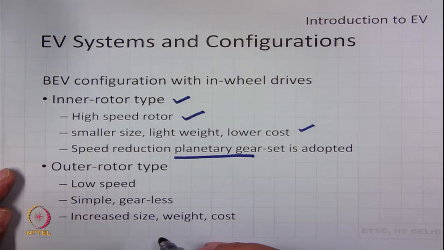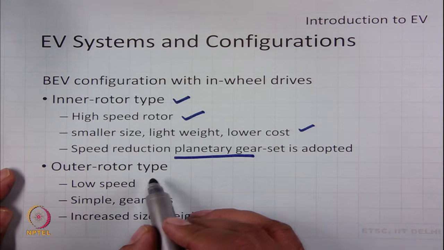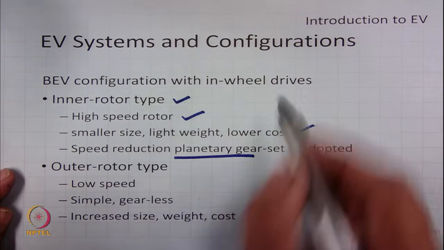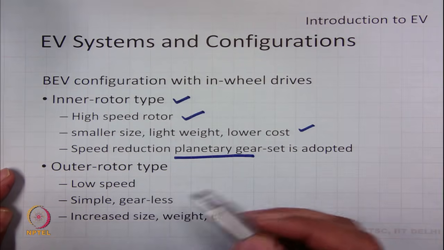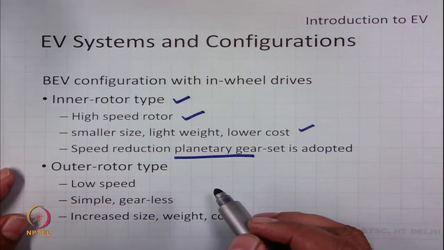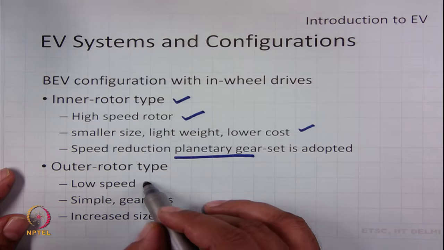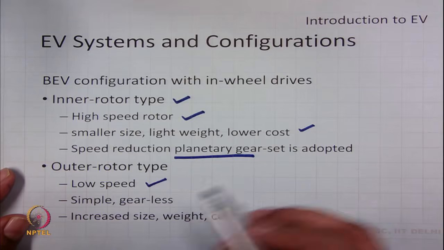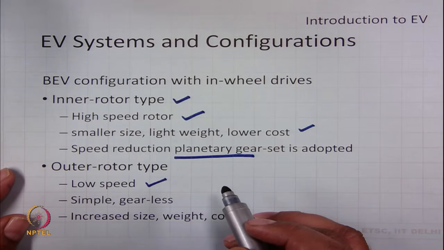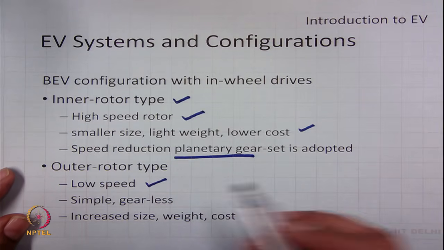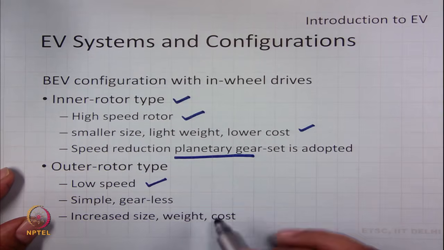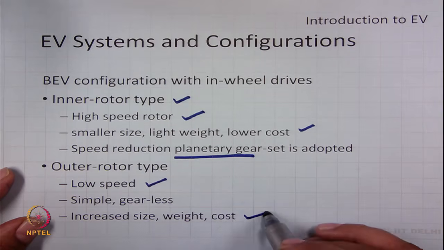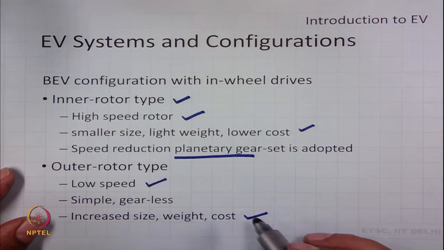On the other type, which is the outer-rotor type of in-wheel drive, the rotor itself is the mechanical wheel. So, it is a low speed system, because now the motor has to be a low speed design. So, it is slightly bulky and larger in size, and the cost is also higher.